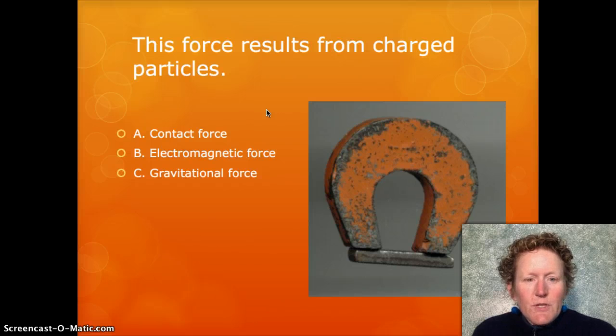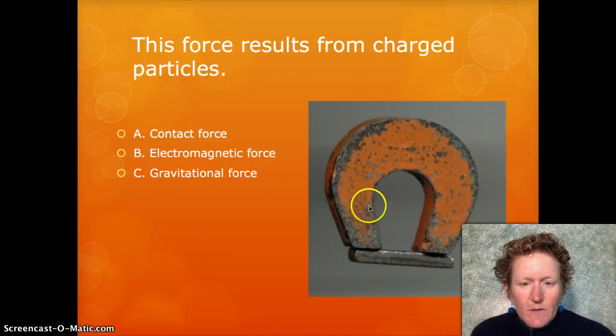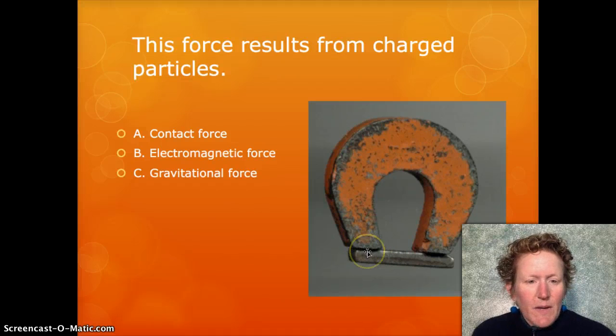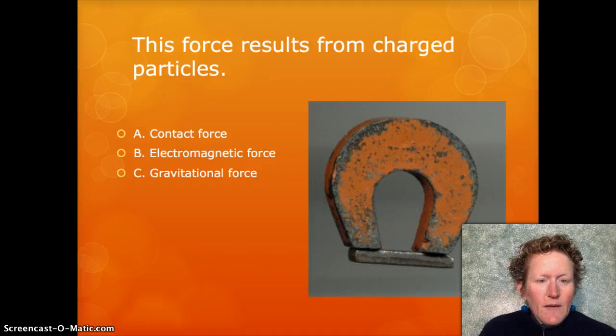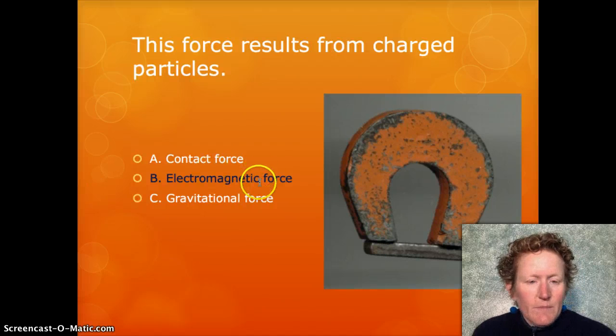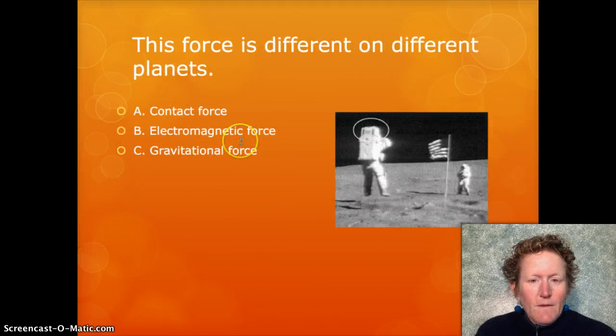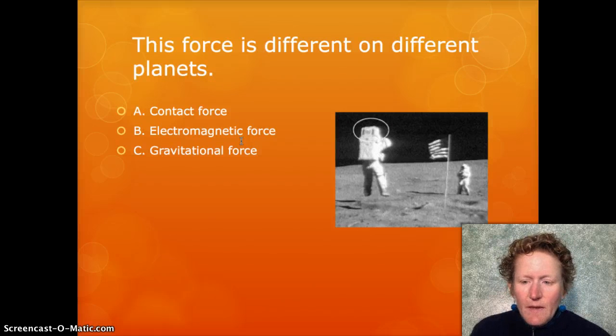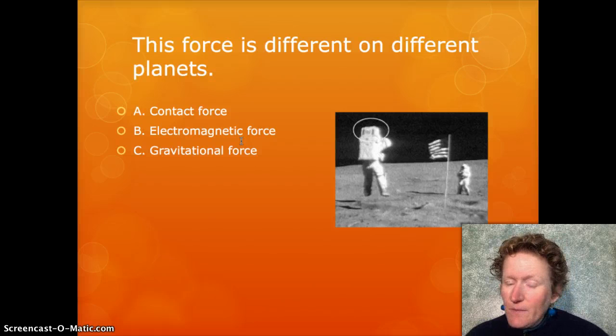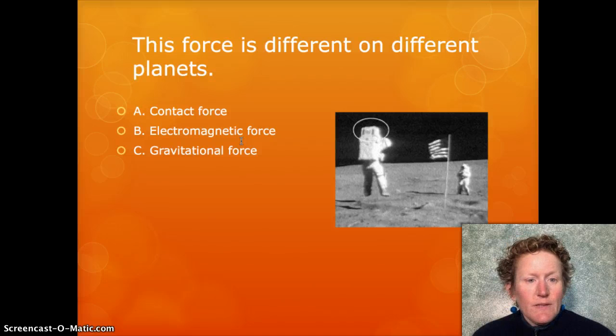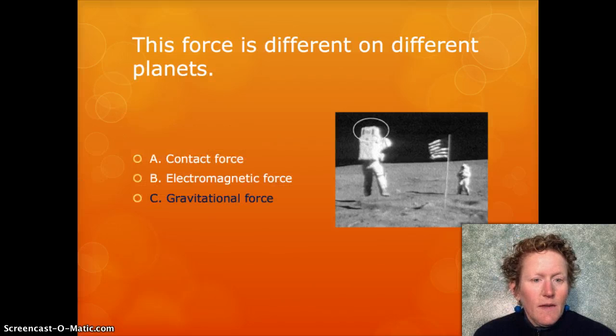This force results from charged particles. Here's an example of the force we're talking about. Charged particles in this magnet cause it to have enough force to be able to pick up chunks of metal. If you guess that that's electromagnetic force, you're absolutely correct. It's caused by charged particles, electrons and protons. If you go to a different planet, you're going to have a different weight. Your mass will be the same, but your weight is going to differ because the gravitational force is different.